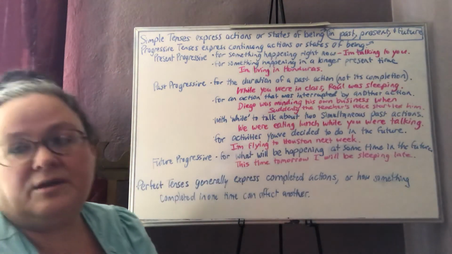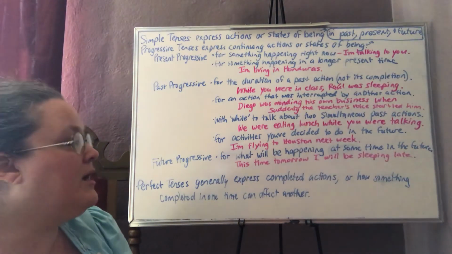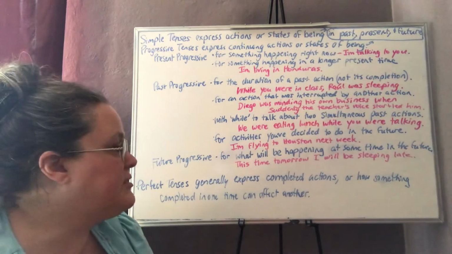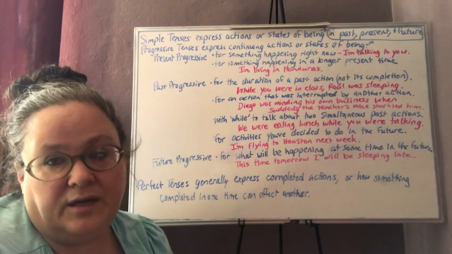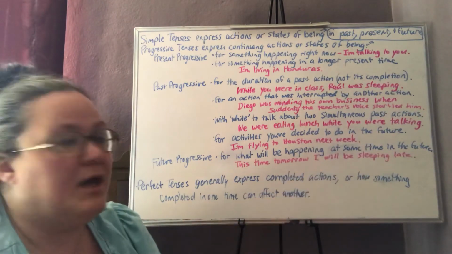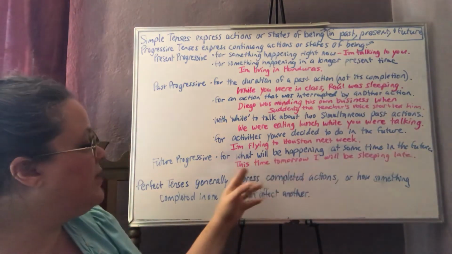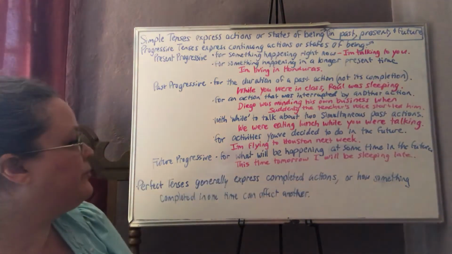Future progressive is not as common. It is used for what will be happening at some time in the future. So at this time tomorrow, I will be sleeping late. So that's something that will be continuing to happen at some time in the future. And so this is your time marker, this time tomorrow.